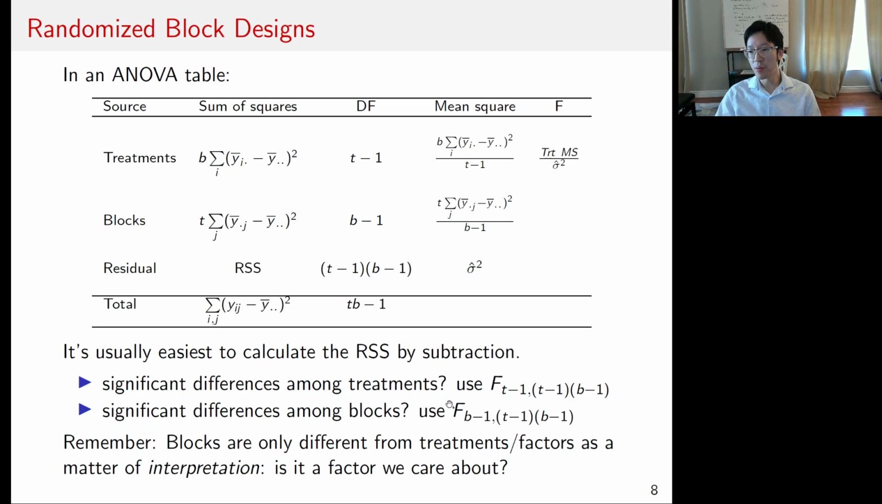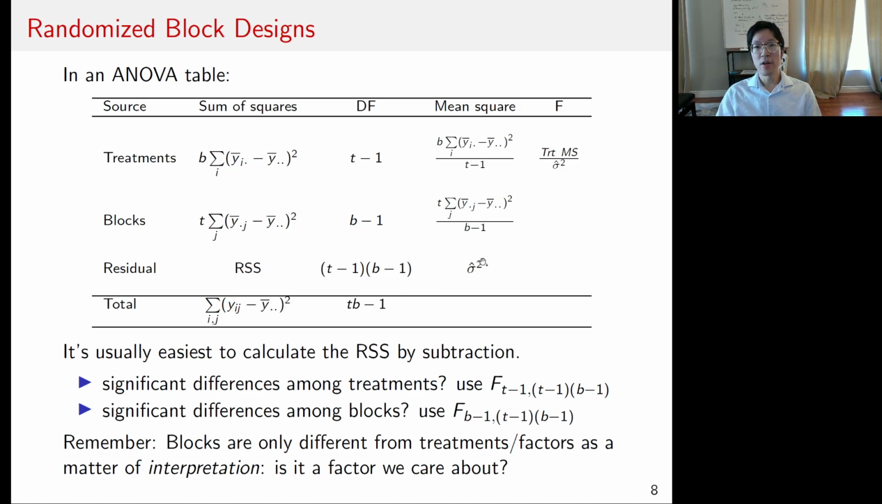Okay, so now that we've seen many of these ANOVA tables, the easiest way to remember the degrees of freedom in your F distribution is simply to look horizontally in the same row. That's your numerator degrees of freedom for the corresponding F statistic. So numerator is t minus 1. And the denominator degrees of freedom is always the residual one. So that's t minus 1 times b minus 1 for RBD.